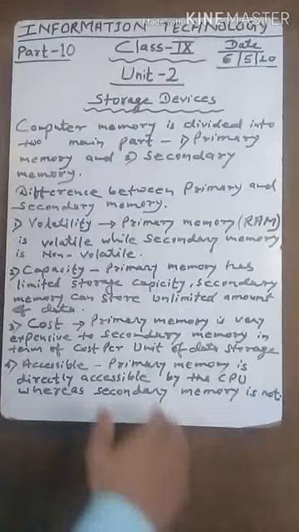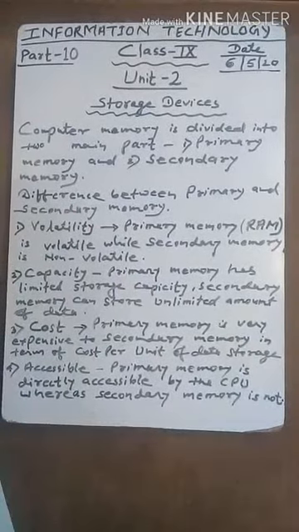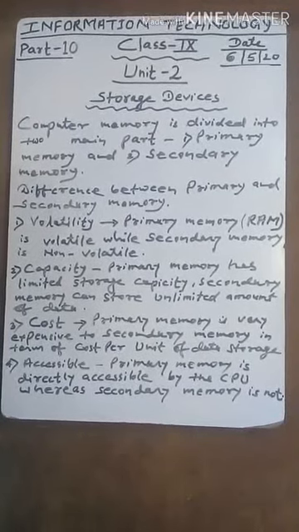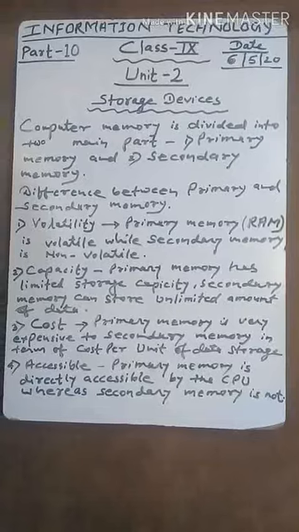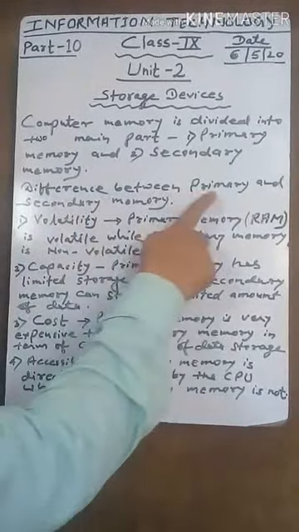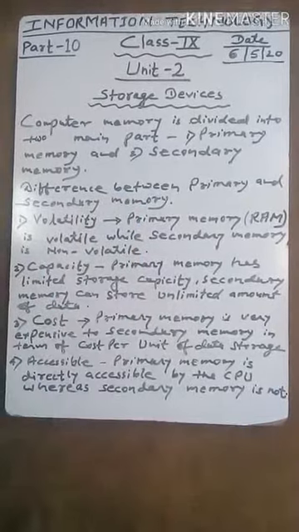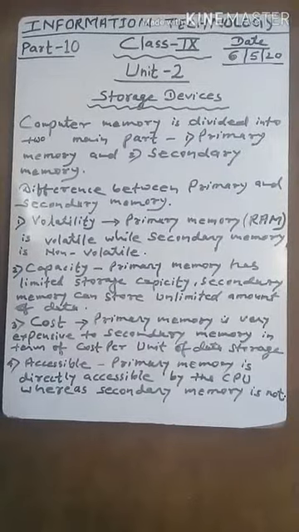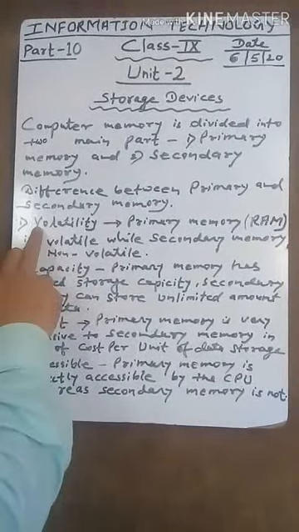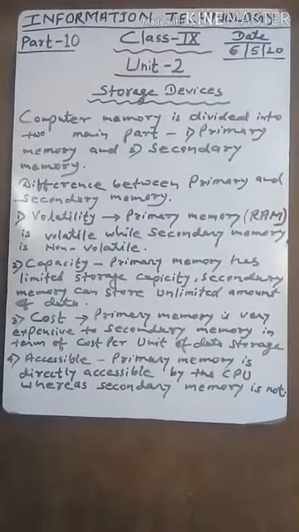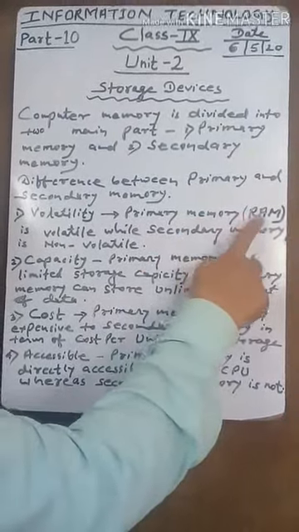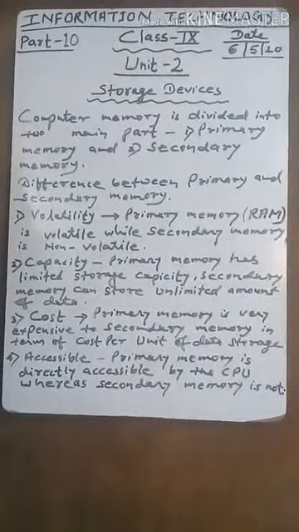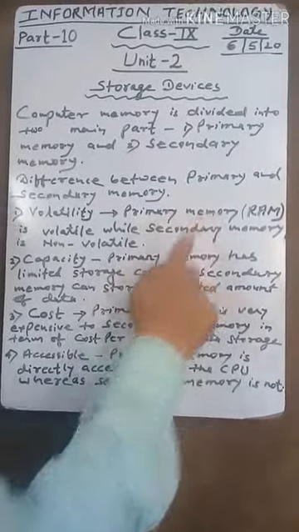Now, what is the difference between primary memory and secondary memory? First of all, we discuss the difference between primary memory and secondary memory. There are different types of differences available here. First of all, volatility, that means volatile. Primary memory, that means RAM, random access memory, is the primary memory.